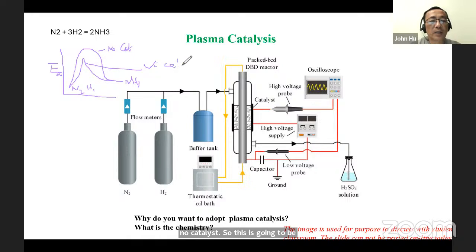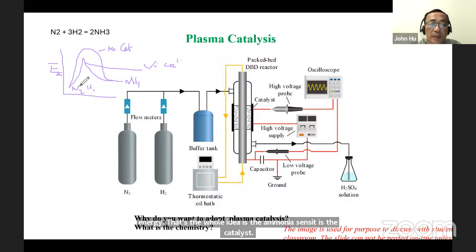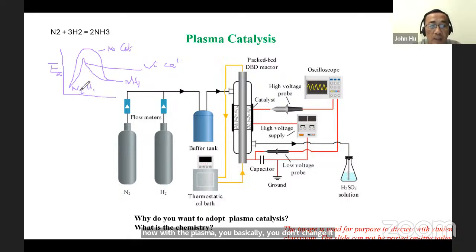So with catalyst, it goes here. You lower activation energy. That's the whole idea of the ammonia synthesis. You use the catalyst. Now with the plasma, you basically don't change the here. You don't change here. The plasma actually activates the molecule instead of starting from N2 and H2. You actually turn N2 into N2 star.